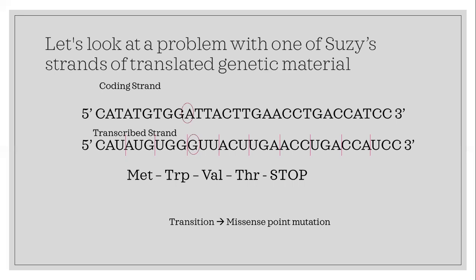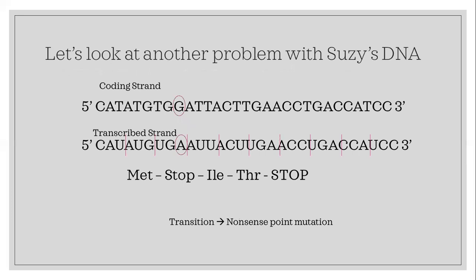has occurred. We see that a transition from A to G has occurred, causing the ILE codon to turn into a VAL codon. This is a missense point mutation because the change in base pair now codes for a different codon. On this slide, we have another problem with Susie's genetic material.